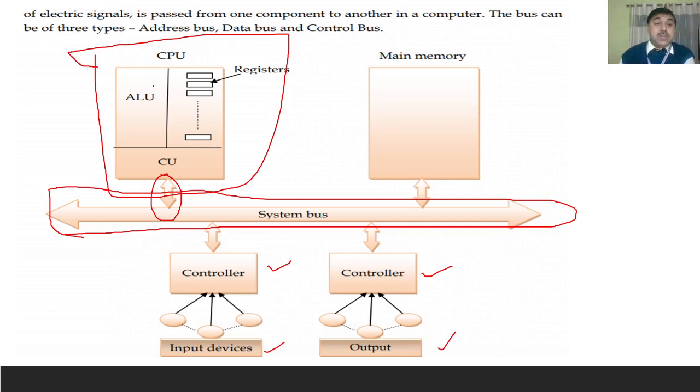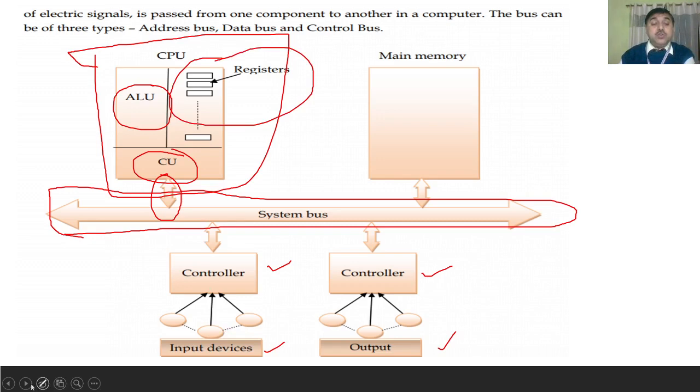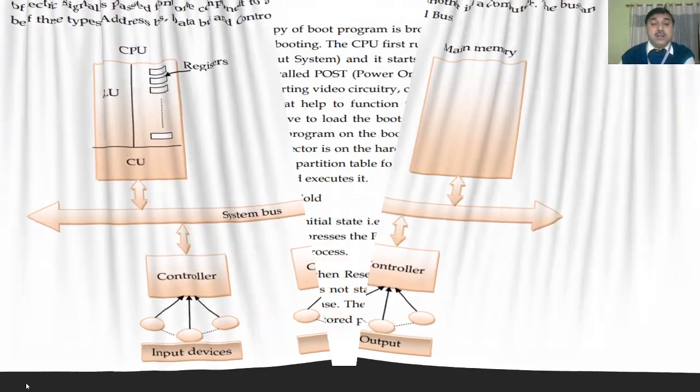In the central processing unit, you see here the ALU, the arithmetic logic unit, then you have a control unit, then you have the registers. All these things will do the work in this particular manner. This is how the work can be conducted.